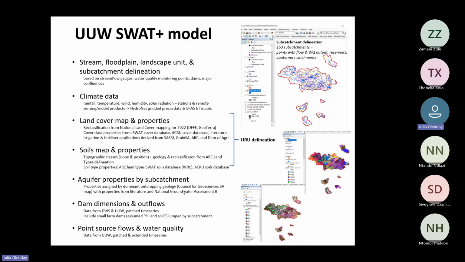Then aquifer properties are coming from information from the National Groundwater Assessment and the Council for Geoscience basic properties and mapping to get starting inputs, but then we modify them based on how the model's performing to see whether we can improve the fit to observed. And then the dam dimensions, the reservoir dimensions, and the outflows. And then the point sources and water quality data I've been getting from UW.